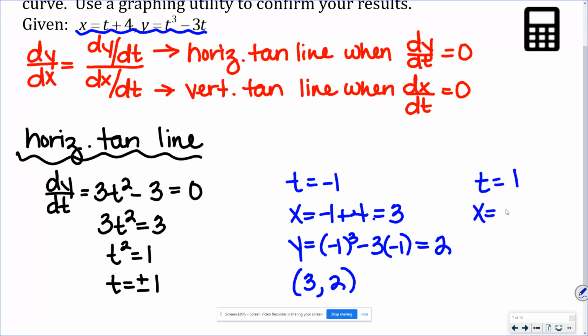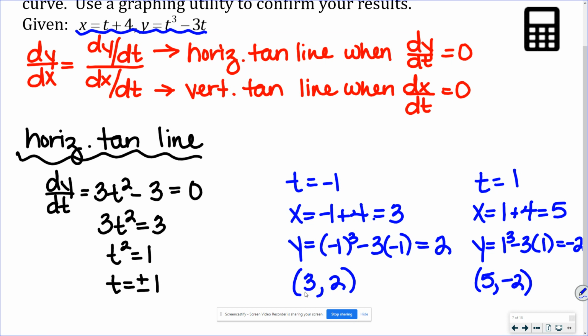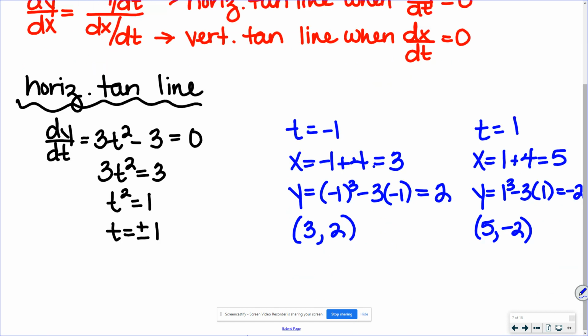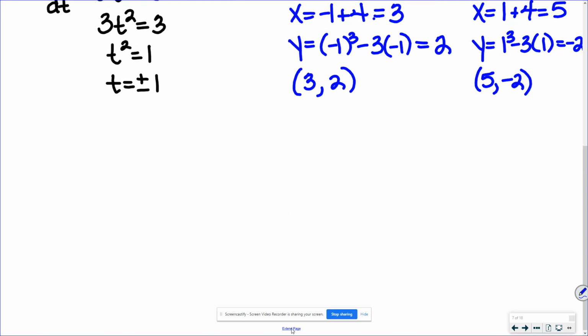So again, plug 1 into each of your equations and solve, and you get 5, -2. So you have at 3, 2 a horizontal tangent line, and at 5, -2 you have another horizontal tangent line. Okay, let's continue.